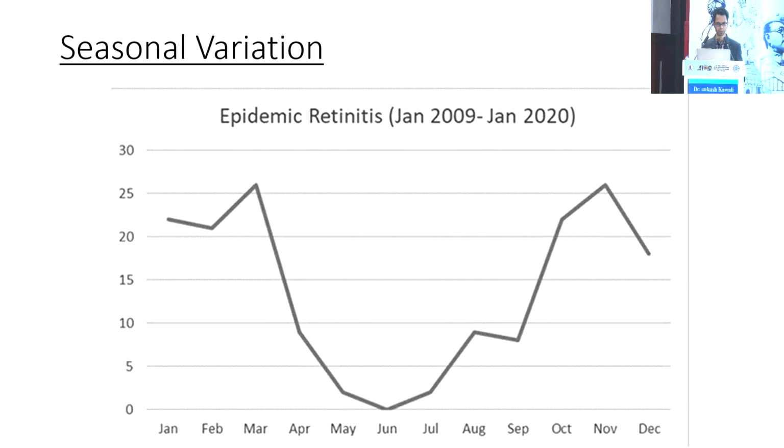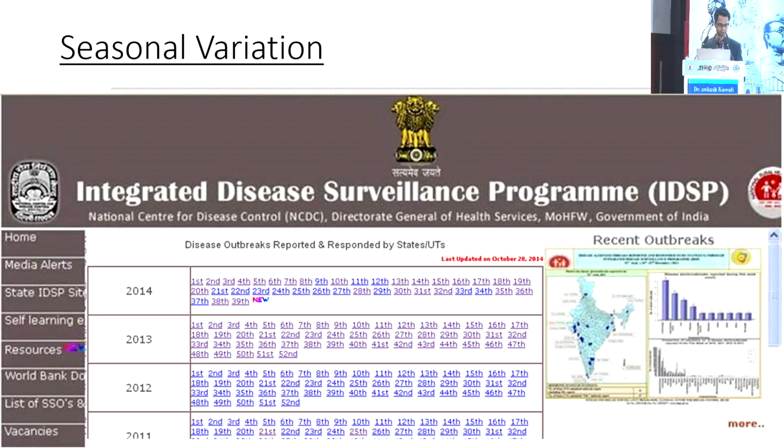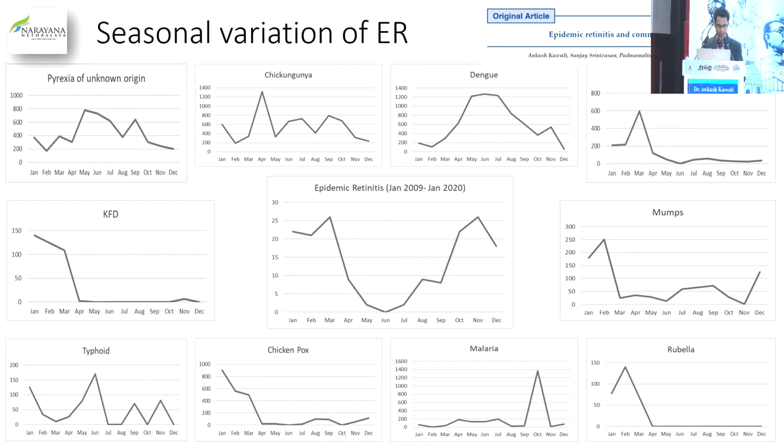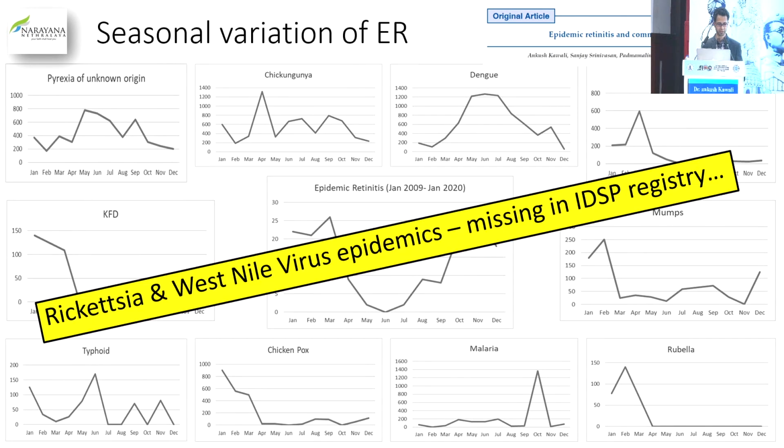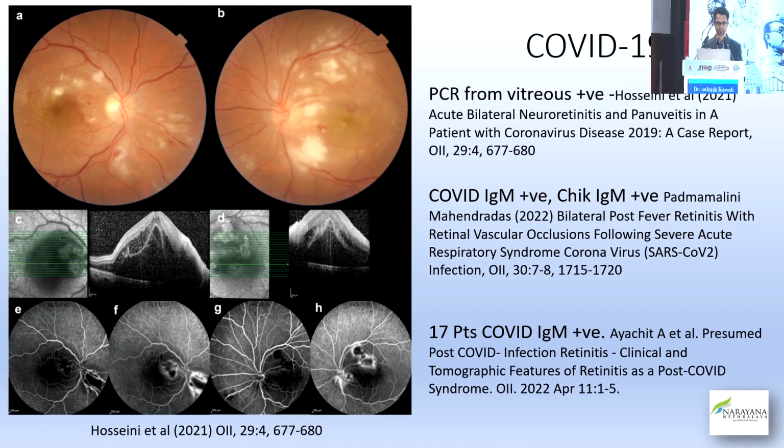So we tried to look at the other side of the coin by studying the seasonal variation of this disease. We used the Integrated Disease Surveillance Program and compared the graph of epidemic retinitis with the graph of other outbreaks which occur in the community. To our surprise, not a single graph was coinciding with this particular entity. But again, this IDSP registry did not include the outbreaks of rickettsia and West Nile virus. The study was done in 2015. So recently, I noted that they have started including rickettsial disease.